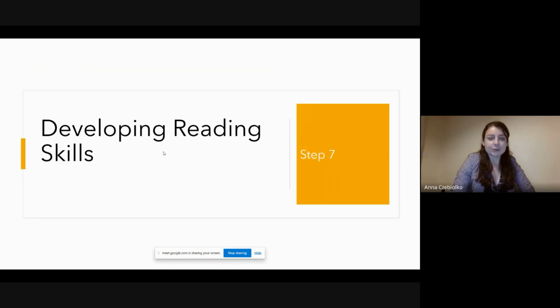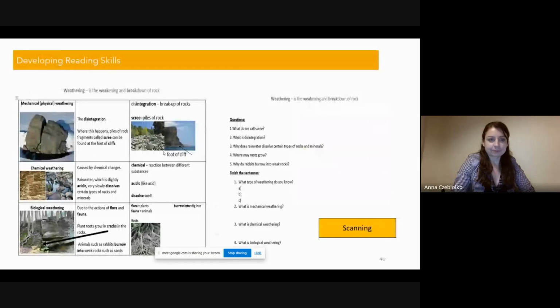We are moving on into developing reading skills. So again, we've got definitions about weathering, and we've got very clear examples. So we've got different types of weathering. Then we've got definitions, and now they are explained in terms of keywords and pictures. So then you have questions around this table.